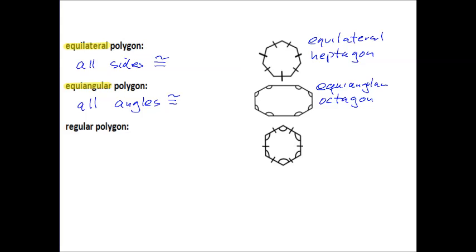And then something that's a new concept for us at this point, regular. When do we call a polygon a regular polygon? A regular polygon is both equilateral and equiangular. And that's not always the case. But a regular polygon is both equilateral and equiangular. And let's look to the right here. We have 6 angles, 6 sides. So we have a regular hexagon.